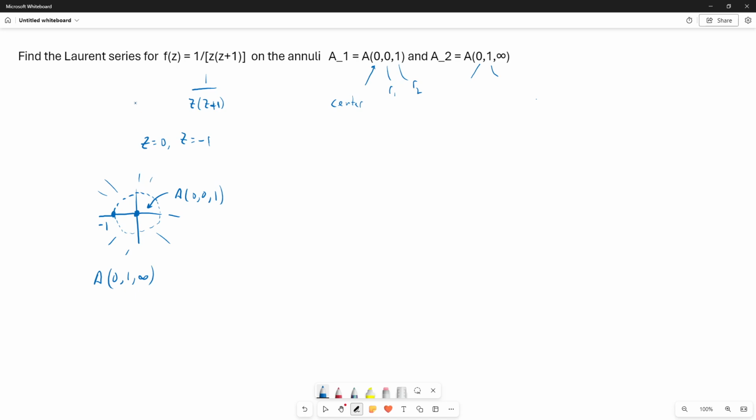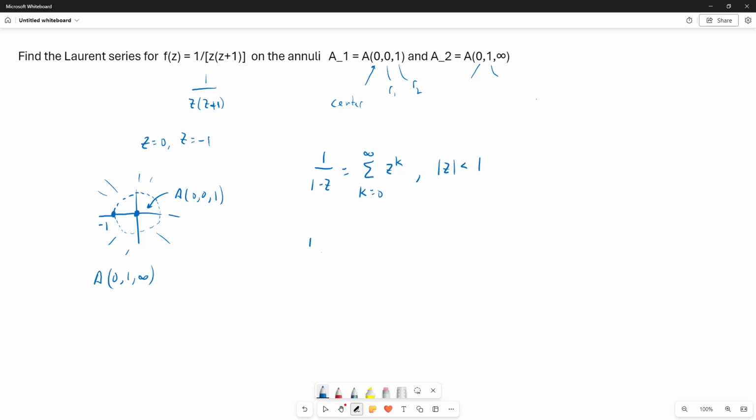So we would like to create a Laurent series for each case. There are going to be two different Laurent series, one which converges on the inner annulus and one which converges on the outer annulus. The key is to use the geometric series: 1/(1 - z) = the summation from k = 0 to infinity of z^k. This converges if the modulus of z is less than 1. So we want to use this on the inner annulus.